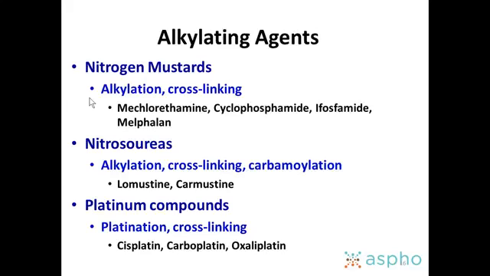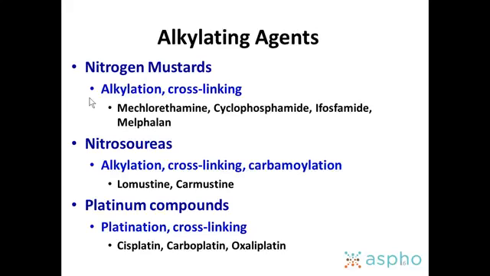Nitrosoureas also work by alkylating and cross-linking, but also by carbamylation. Examples of these are lomustine and carmustine. Carmustine is also called BCNU, and lomustine is CCNU. The way I remember it is that it's the opposite. So if it starts with B, the true name starts with a C. So BCNU becomes carmustine.